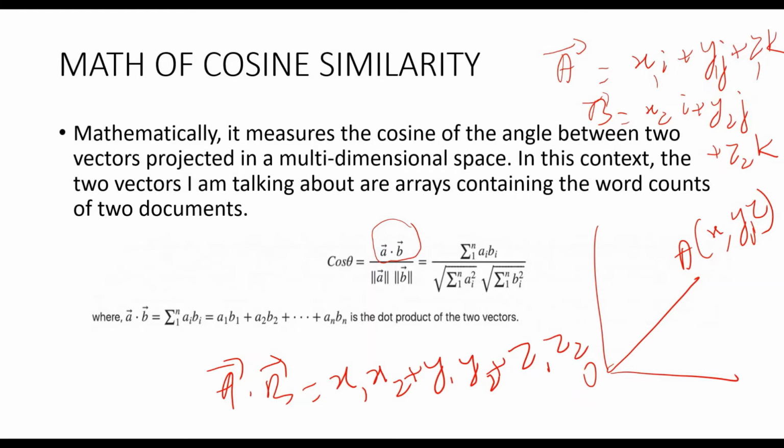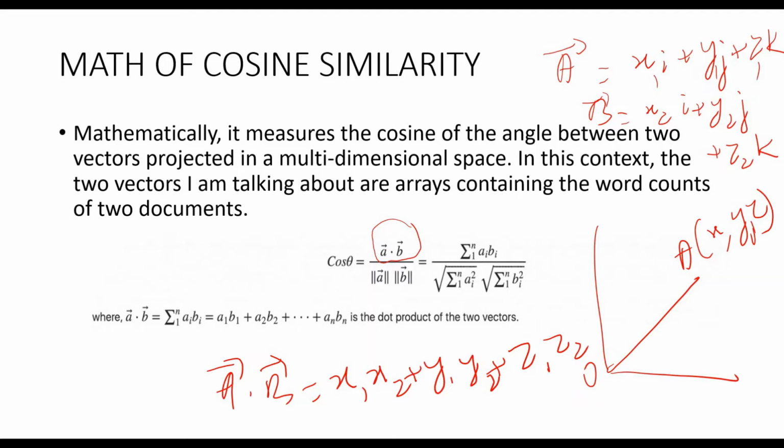If it is in this form, i, j, k are the unit vectors. i is the unit vector along the x axis, j is the unit vector along the y axis, and k is the unit vector along the z axis. So vector a is equal to x1 i plus y1 j plus z1 k, and vector b is equal to x2 i plus y2 j plus z2 k. Then a dot b is equal to x1 x2 plus y1 y2 plus z1 z2. This is a dot b, so that value you can substitute.